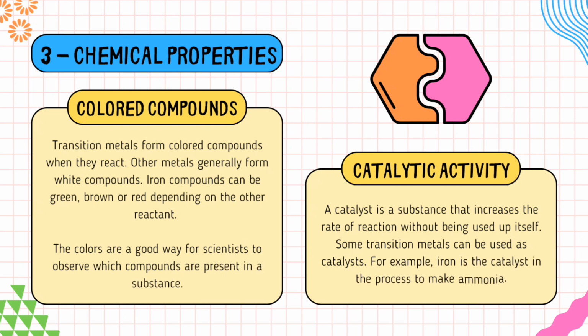And the other point is catalytic activity. A catalyst is a substance that increases the rate of reaction without being used up itself. Some transition metals can be used as catalysts. For example, iron is a catalyst in the process to make ammonia.